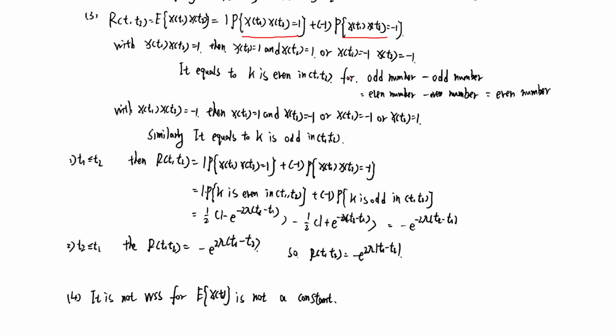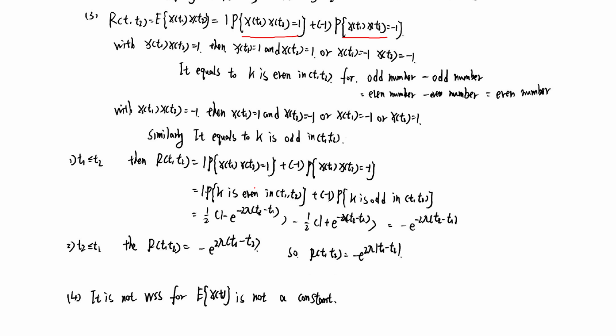And the difference of these two n should be even, because an odd number minus an odd number is an even number, and an even number minus an even number is also an even number. So we can perfectly transfer the first circumstance into this: the probability that xt1 multiplied by xt2 equals 1 can be transferred as the probability that k is even in the range between t1 and t2, where k is what we have discussed, the n corresponding to xt1 and the n corresponding to xt2.